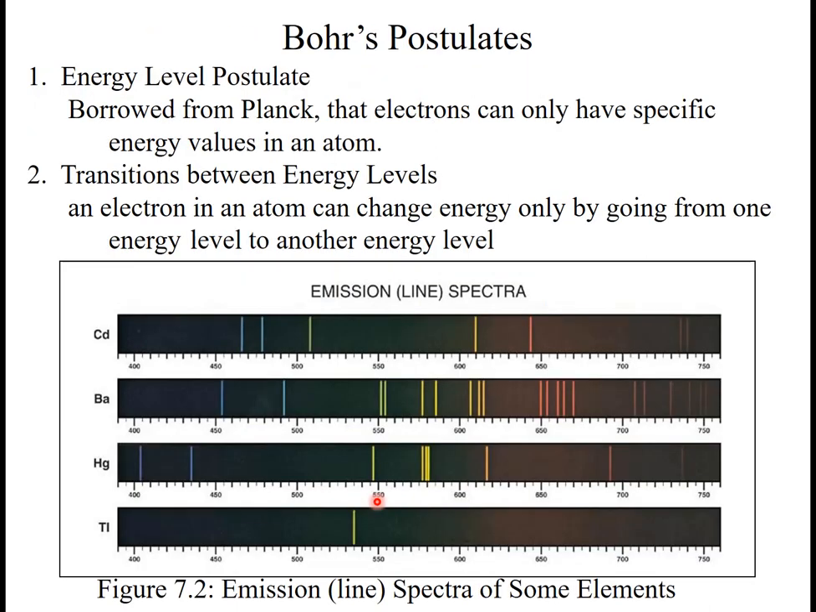So Bohr's postulates took two things. First, from Planck, he took the fact that electrons have only specific energy values in the atom, which is what we just did, and that the transition can only be between distinct levels inside of the atom. Here are some emission spectrums of some elements: cadmium, barium, mercury, thallium. Thallium only has the one. Cadmium has, well, there's two down here, so 7 of them. Barium has quite a few.